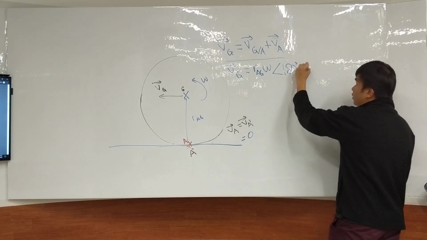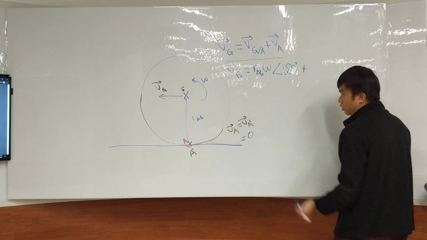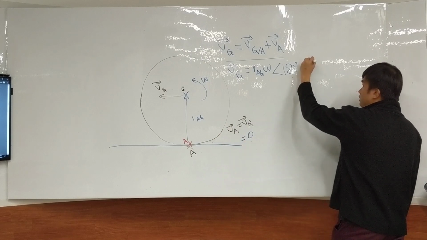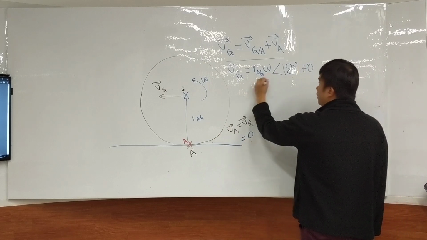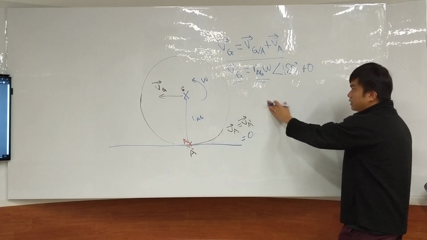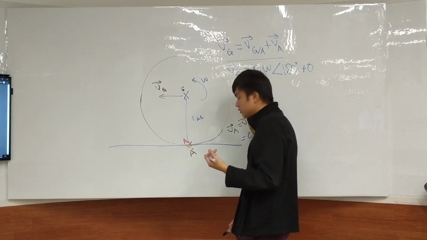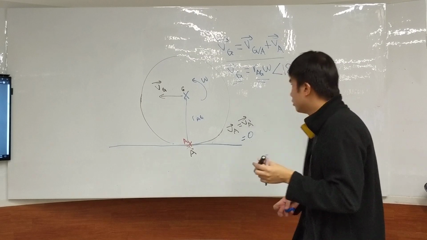So what is V_A? We have proved that V_A is 0 because of the rolling without slipping condition. So we proved that the velocity of G can be calculated by just r omega. That's the first thing.